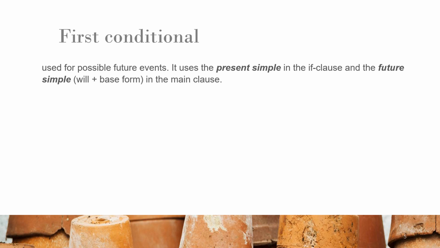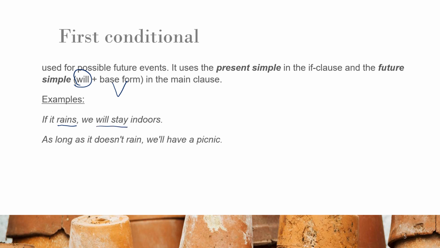First conditional clause is used for possible future events. It uses present simple in the if clause and future simple in the main clause. Future simple is the particle will plus the verb. Examples: if it rains, I will stay indoors. Rains, will stay. As long as it doesn't rain, we will have a picnic. Doesn't, will have. If I finish work early, I will go to the cinema.